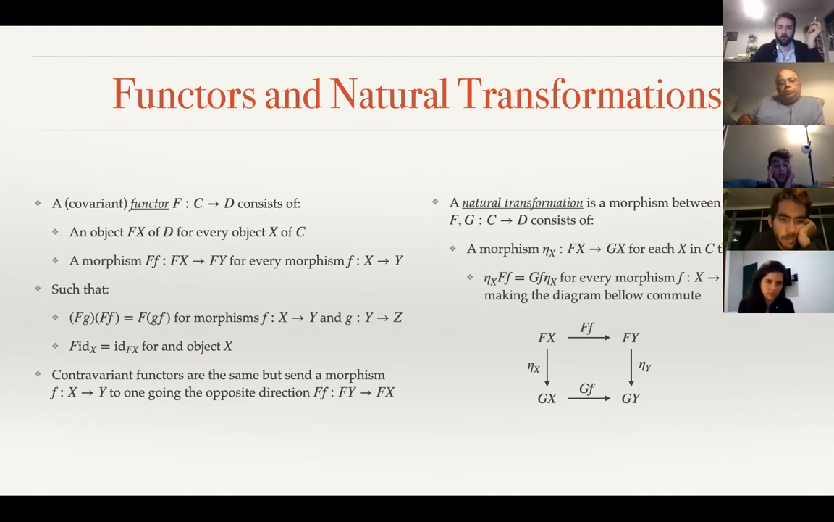And also it's going to take the identity to the identity on whatever object. So this is the definition of a covariant functor. A contravariant functor is really essentially the same thing, but you just flip around the direction of the arrows. So a contravariant functor flips arrows. As we see, topology is kind of rife with contravariant functors. They're sort of like the basis of everything in topology. But we'll get to that soon.